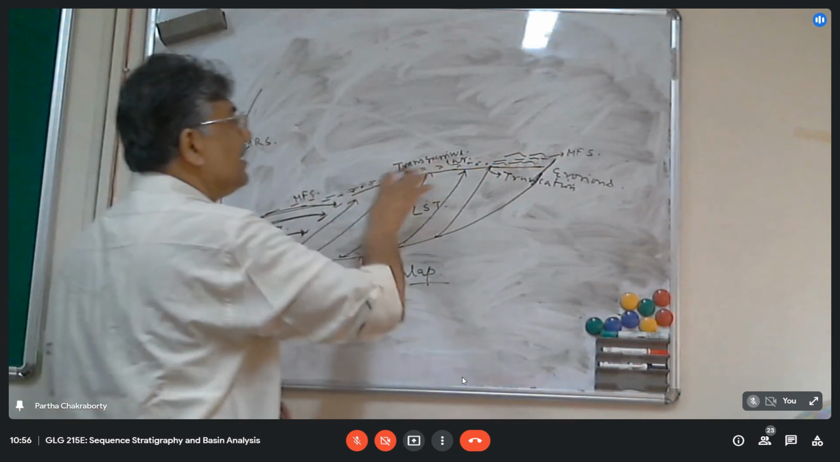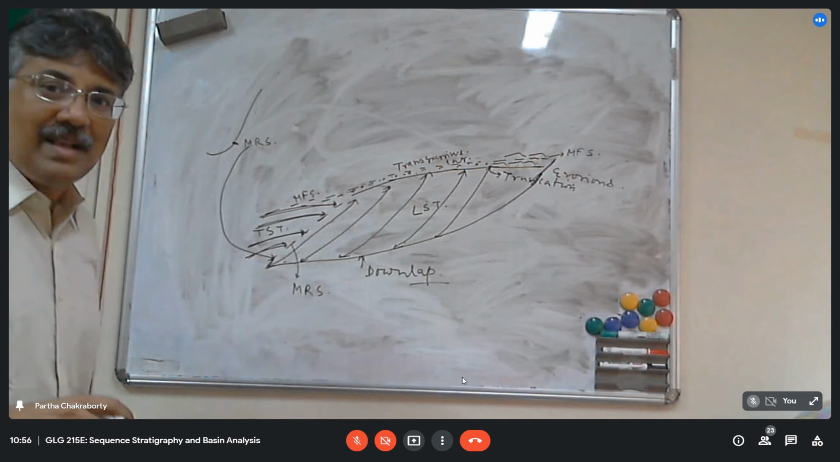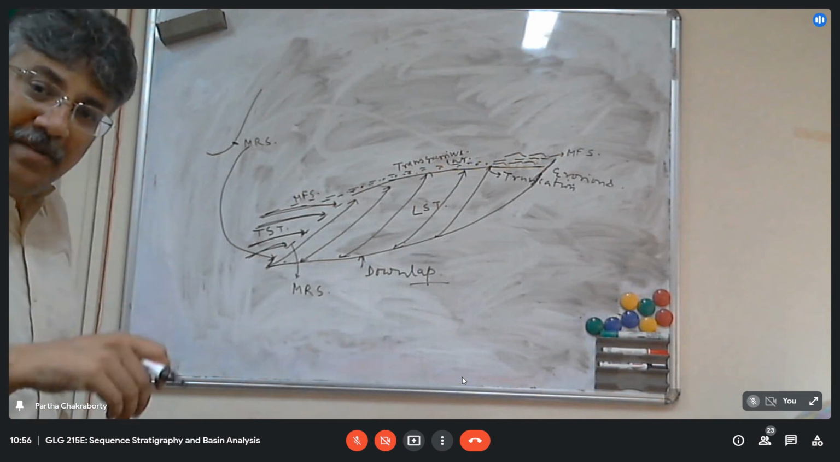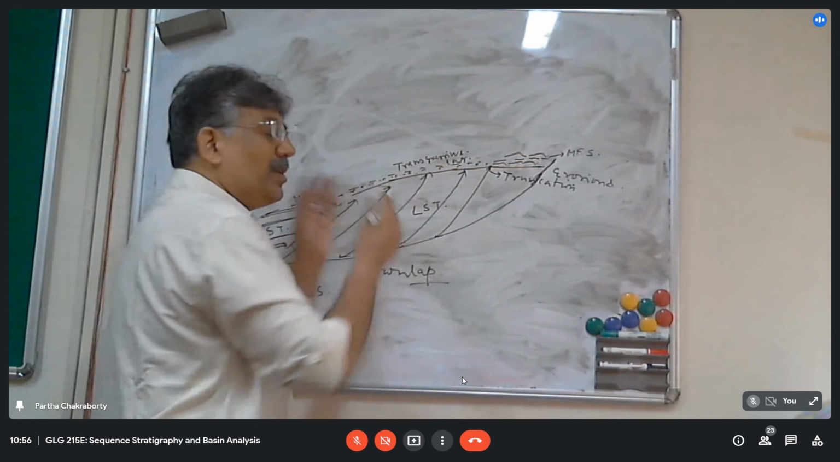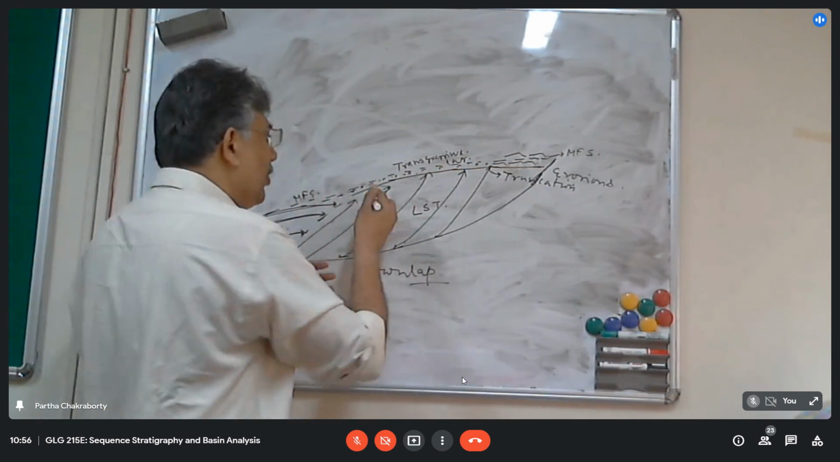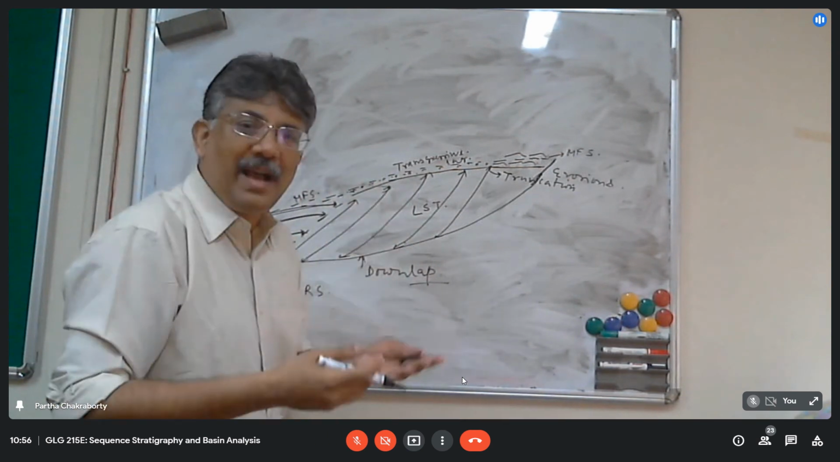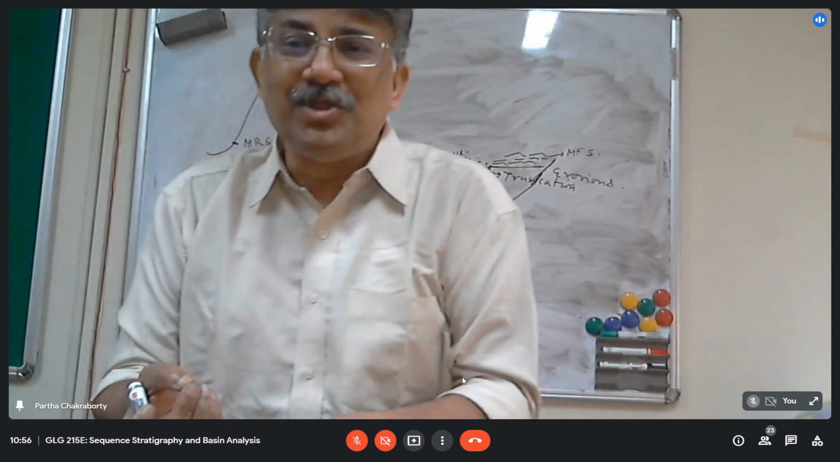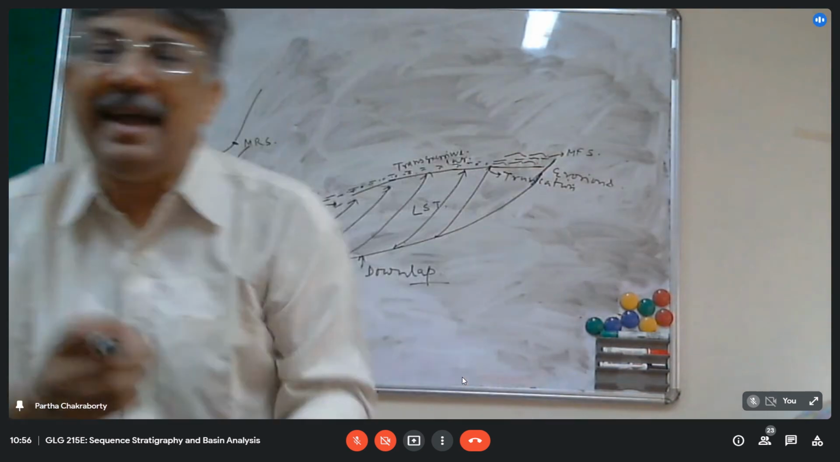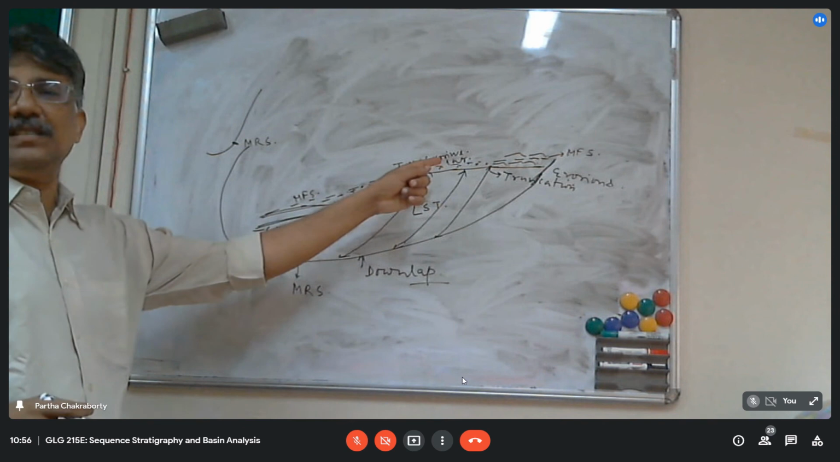Now, what is happening in the shallower part? I said that the wave will try to re-establish its equilibrium. So what will that do? That will continuously erode. So the transgressive product will be very thin here. It will be represented by a lag deposit, what we call the transgressive lag.